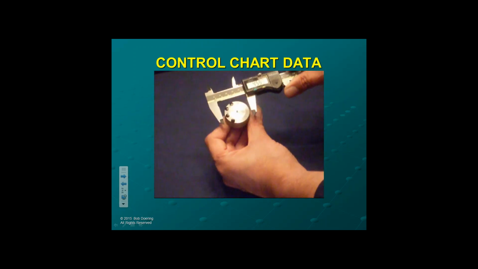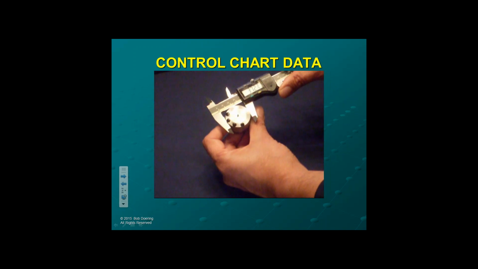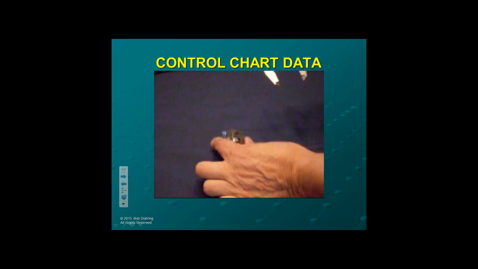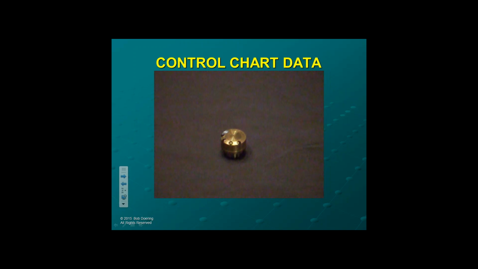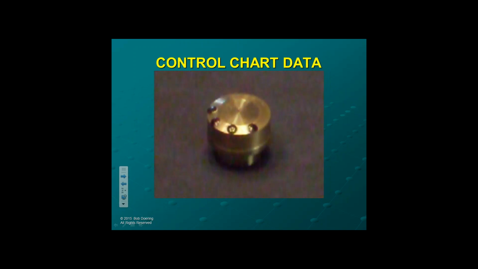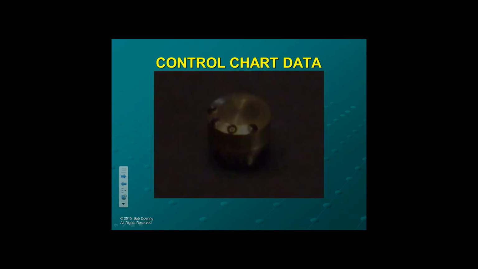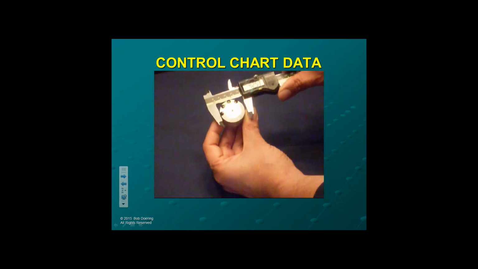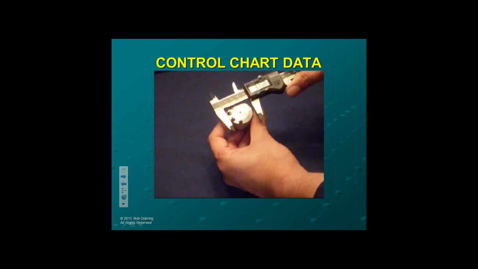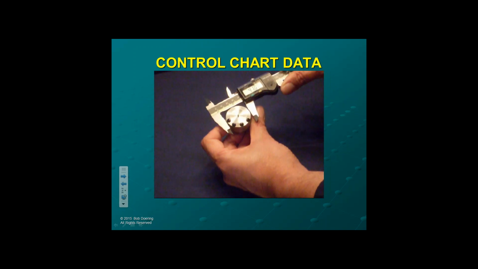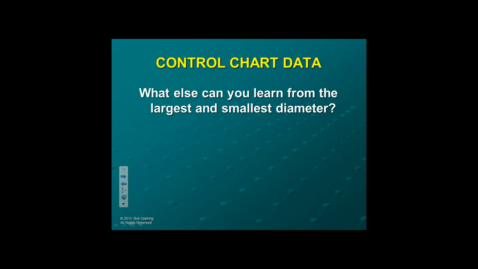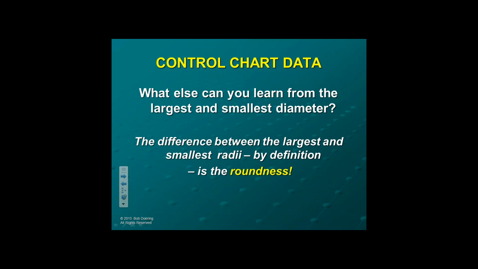So in this example, we're going to measure several locations, and we're going to use that information to generate the high and the low value. Now, of course, the more values you can get, the better. But at least now we're going to capture some of the values to try to collect information from that within variation from roundness. What else can you learn from the largest and smallest diameter? Well, the difference between the largest and the smallest radii, by definition, is the roundness.